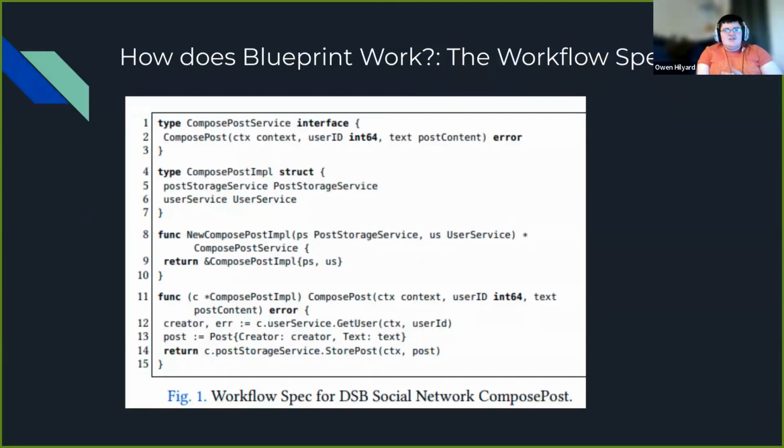So Blueprint has two primary components. It has the workflow spec and the wiring spec. So this is admittedly a very simple service, but this is an entire service that fits on a slide, written in Go. So every service has to declare an interface, which I'm pretty sure is how the compiler determines what a service is. And then you make an implementation of that interface that has a constructor, and the constructor is how you declare your dependencies.